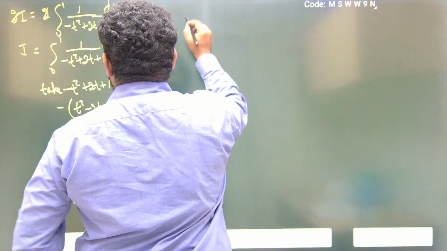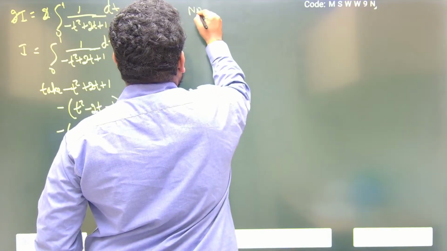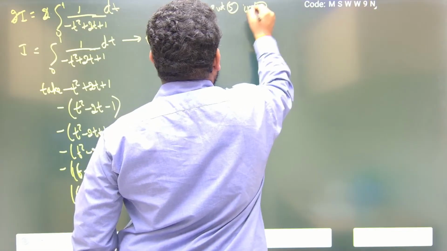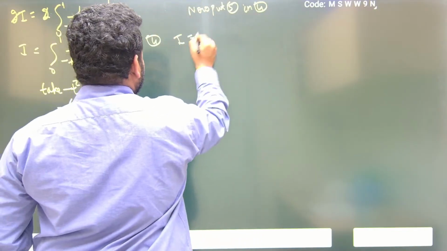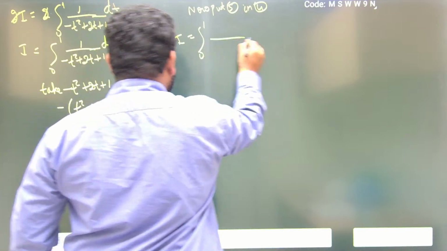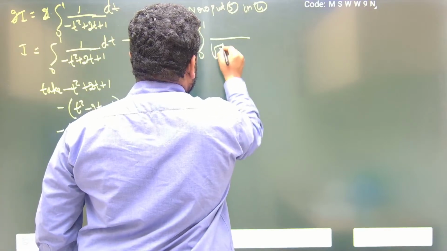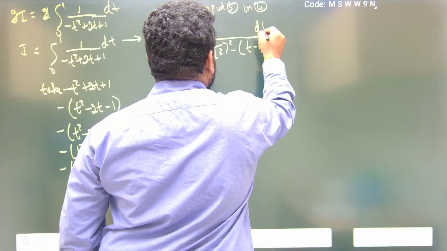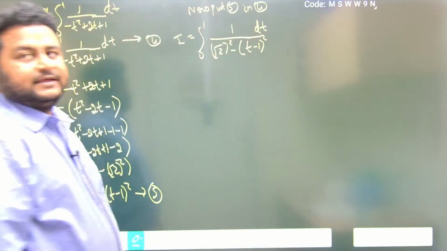Now put 5 in 4. What will happen? Therefore I is equal to the integral from 0 to 1. The denominator will be root 2 whole square minus (t minus 1) whole square, dt. It is very important to write each and every step.